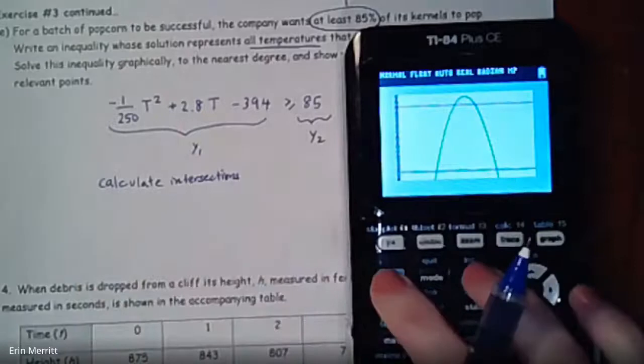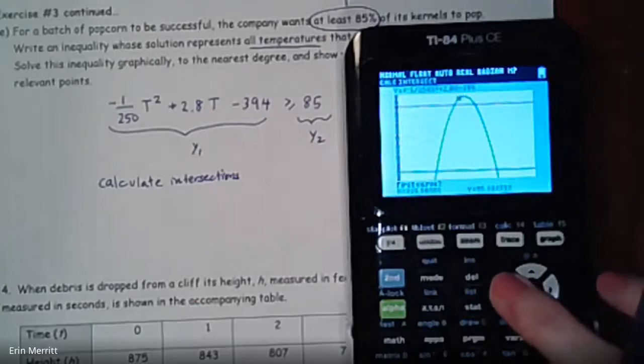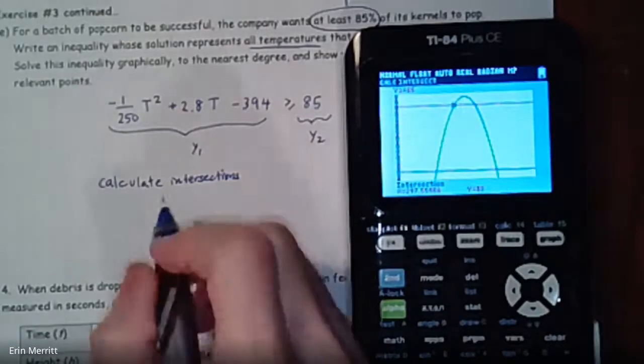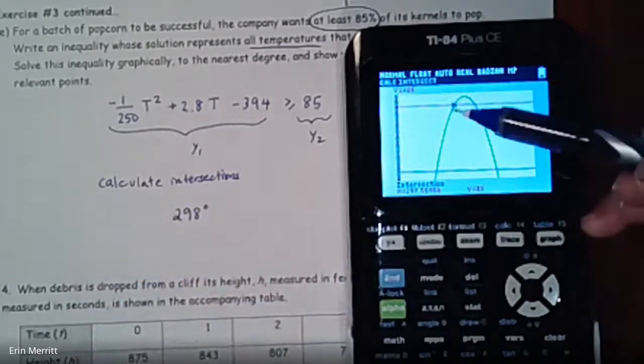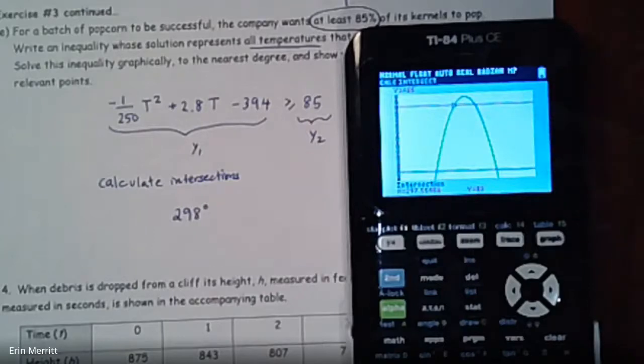Between y1 and y2. So if I go to second, trace, and then intersect, oops, we can slide on over. And this is the one where you get as close as you can and keep hitting enter. So that first intersection happens at 297.5. So let's round it. We're going to say 298. So at 298 degrees is when it first starts popping at least 85%, right? It should be through that much of it.